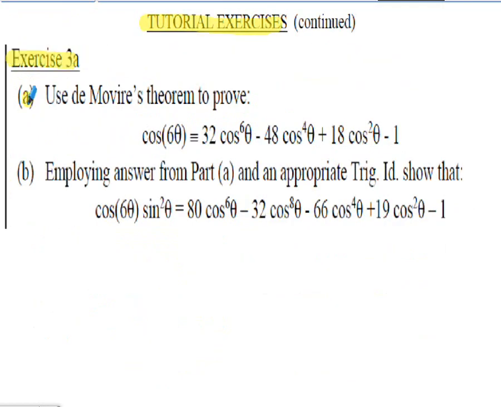Exercise 3A, part A, we're asked to use deMoivre's theorem to prove this expression for cos 6 theta. Let you look at that. And then part B wants us to use the answer from part A and an appropriate trig identity to show that the expression for cos 6 theta multiplied by sine squared theta is shown on the right hand side here. I'll leave that with you.